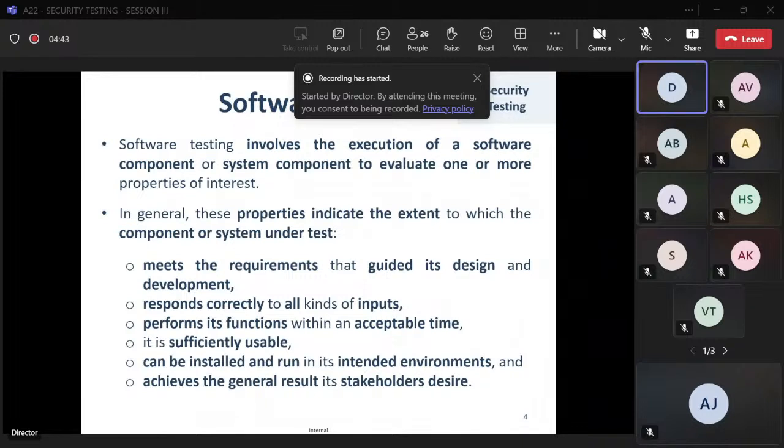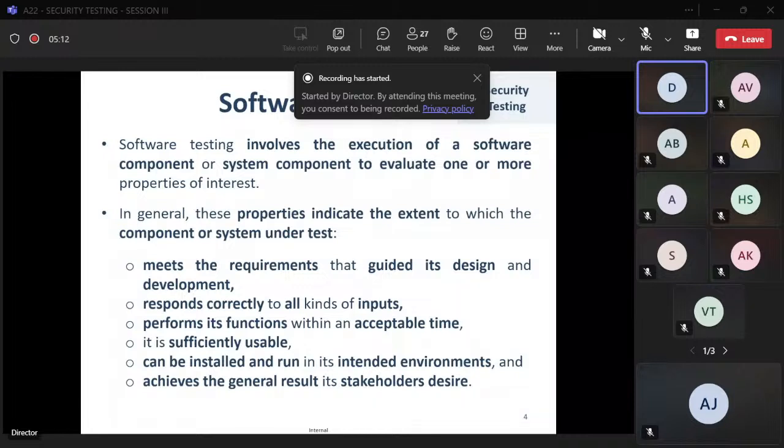They will also test whether they are getting the desired or intended outputs for all kinds of inputs. When I say all kinds of inputs, it is not only for valid inputs. Sometimes they give invalid inputs, sometimes semi-valid inputs, because they are trying to identify how the application program responds. They will also identify whether it returns the required functions within acceptable time.